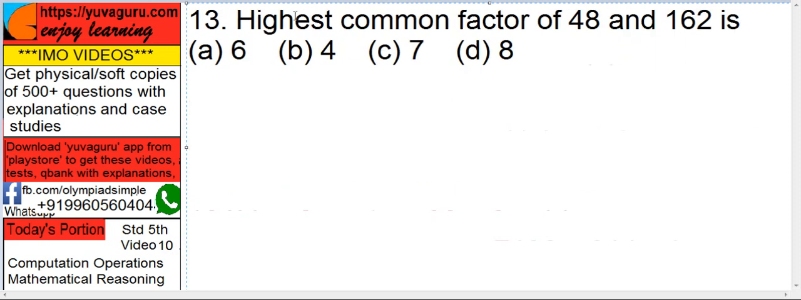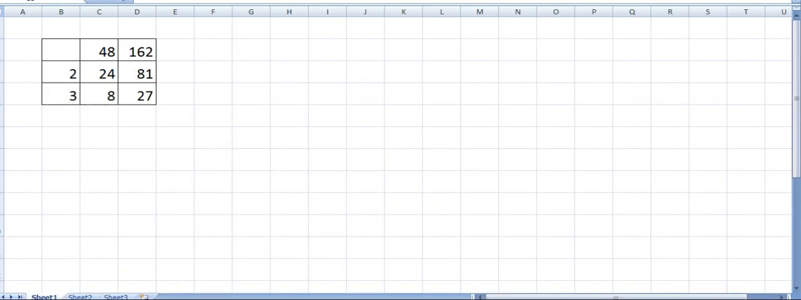Next, the highest common factor of 48 and 162 is. How to find the HCF? I have solved it in my other videos also. So same thing, 48 and 162, write it over here. Find the number which is commonly dividing both. So 2 24s are 48 and 2 81s are 162.